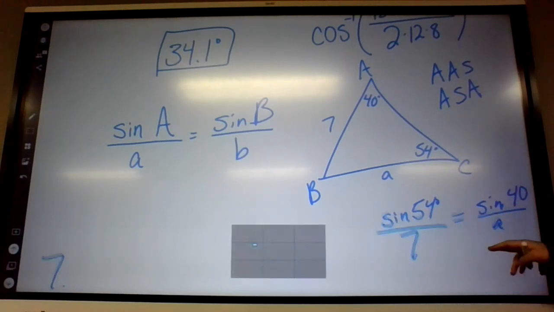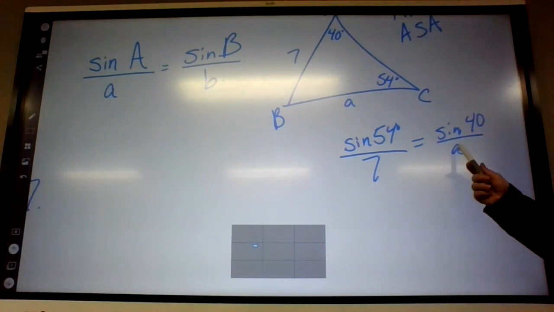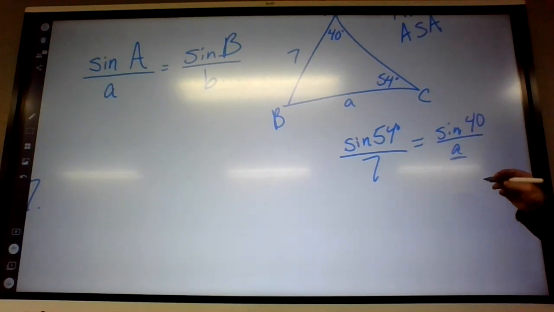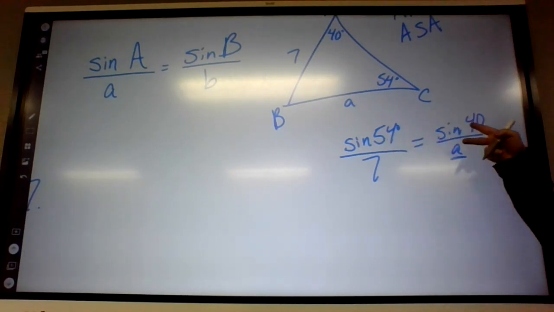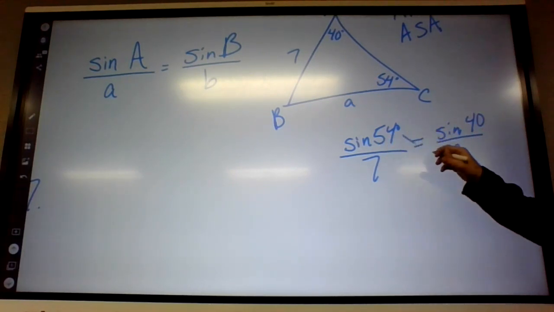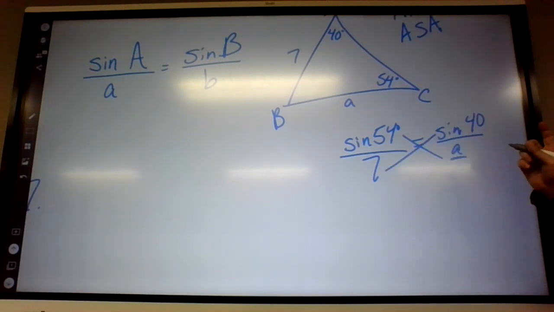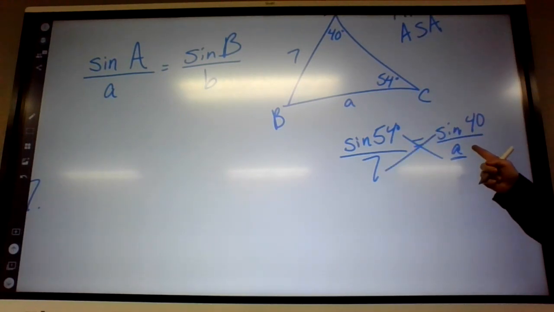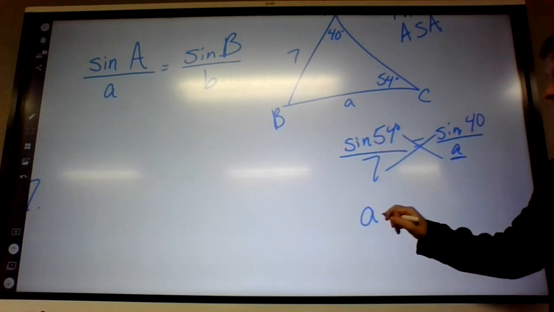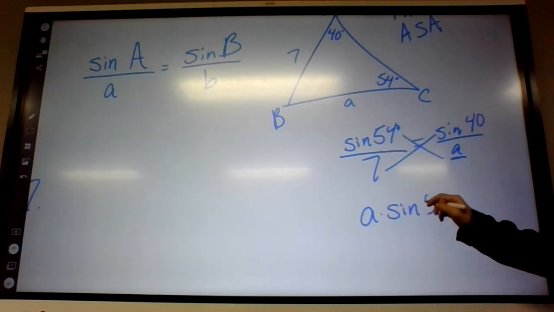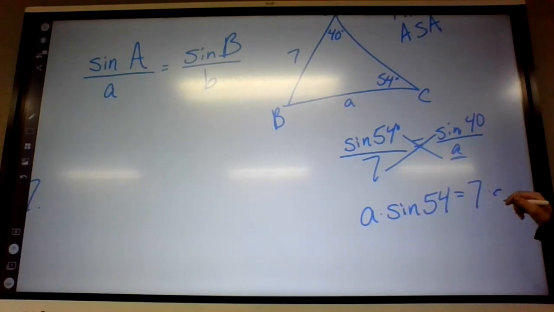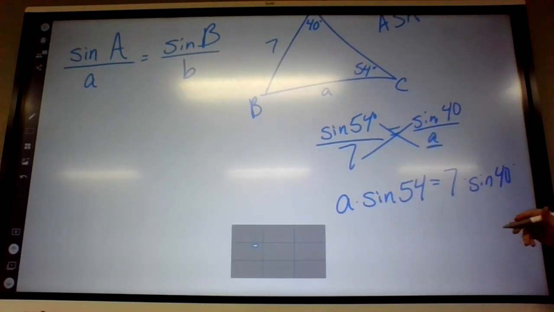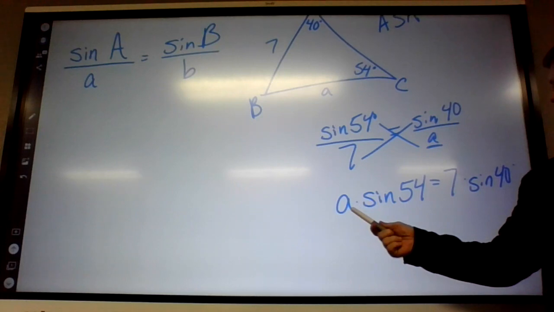Alright, you guys see how I set that up? Now, you can only solve an equation if it has one variable, right? So you gotta make sure you know all these other numbers. Okay, how do we solve equations when we have two equal ratios, two equal fractions? Cross multiply, good job. So you do A times sine of 54 equals 7 times sine of 40. Wait, this is 7? No, I made this one up.